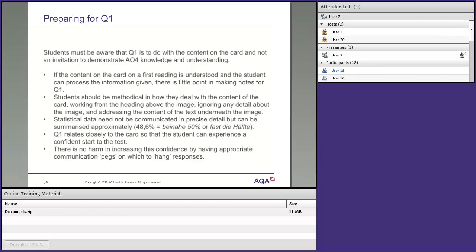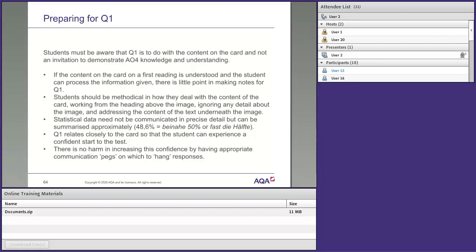They should be methodical in how they deal with the content. They must always start with the heading above the image. That can give them a lot of information. They don't gain any marks for describing what's in the picture, and then they should address the content of the text underneath the image. They don't need to communicate statistics in precise detail. They could say something like, almost half, if it was 48.6. Question 1 relates closely to the card so that the student can experience a confident start to the test.